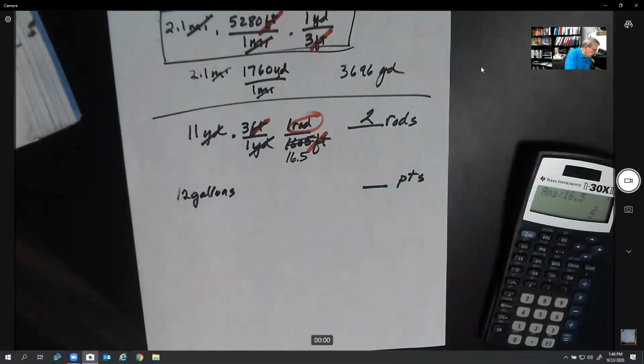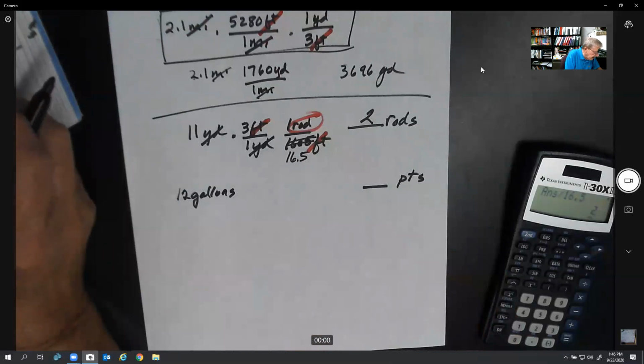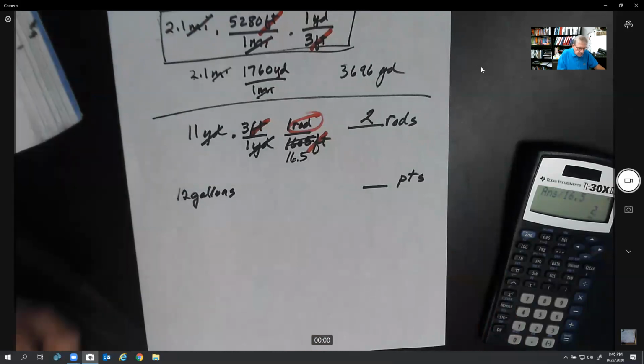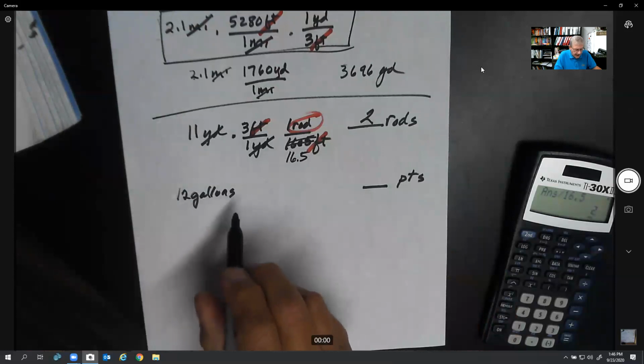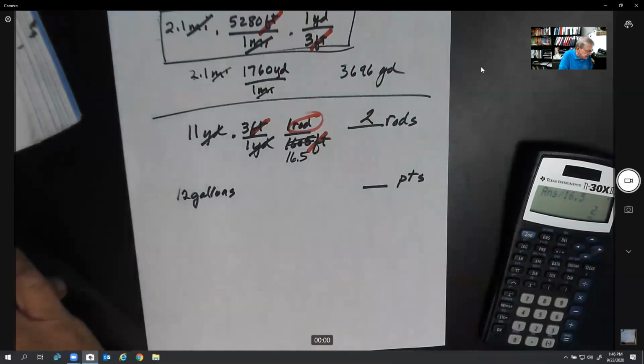I have no clue. So I look at my chart here. What do I know about gallons? I know a gallon is 4 quarts. I know it's 128 ounces. What about pints? What do I know about pints? 16 ounces in a pint. So let's convert gallons to ounces, and then we can change ounces to pints.